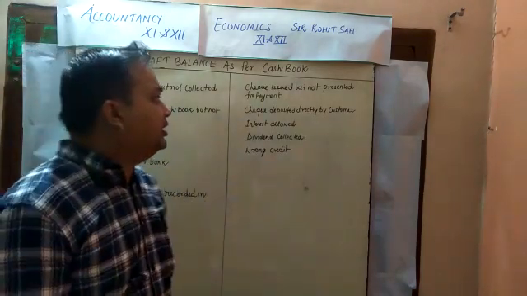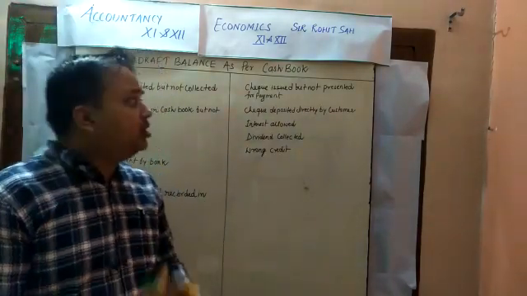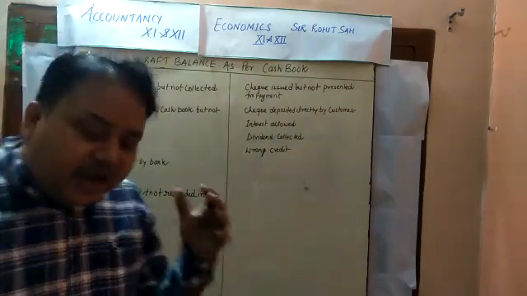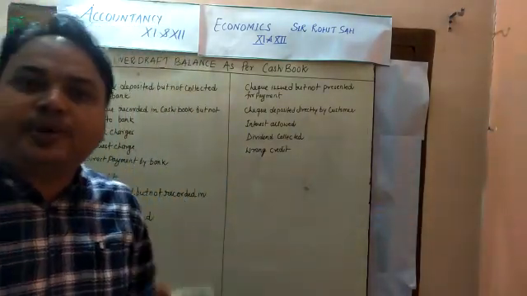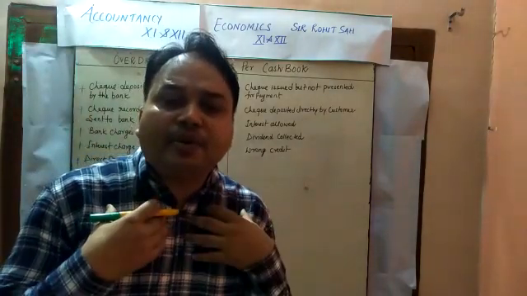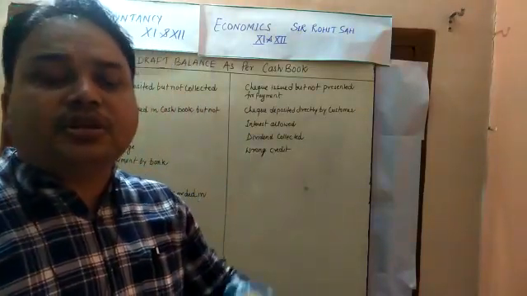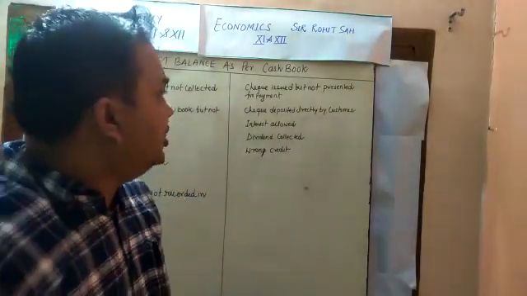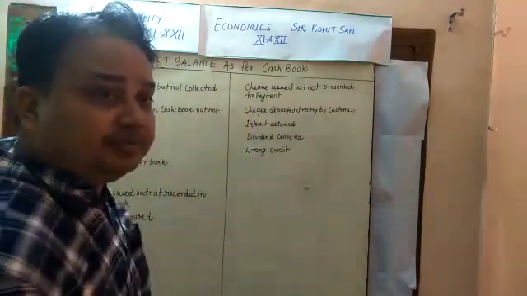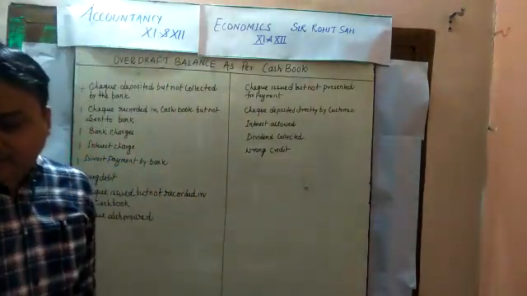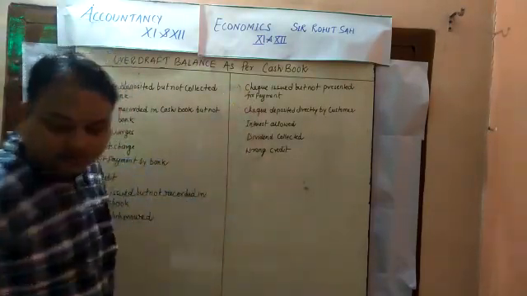Now, here are the other transactions. The first transaction is check issued but not presented for payment. If I give a check to Satyam, but Satyam does not present it or collect any amount from my account, then our passbook shows an extra amount. In this situation we would have to deduct, but it is a situation of overdraft, so you have to minus. Okay, my dear student.